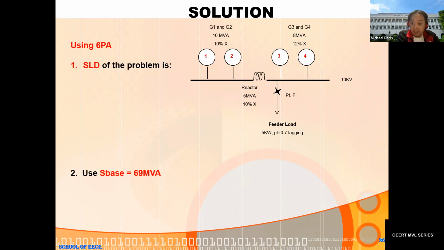We can use an S base here, 69 MVA. This is just for fun, don't take it personally. I use 69 MVA in this example so that you can see that if you use other MVA bases, the answer will be the same.